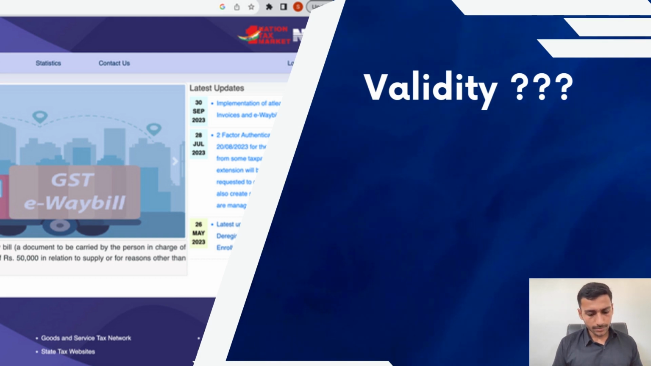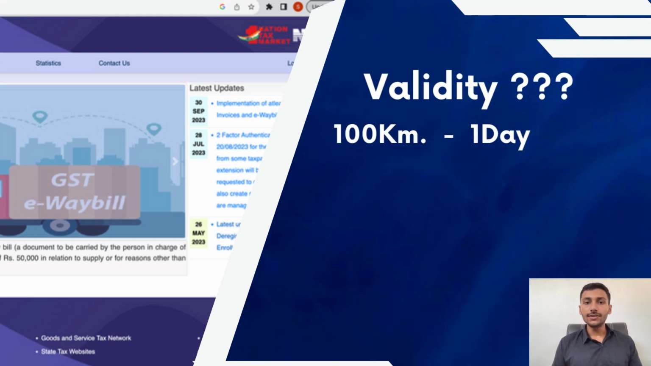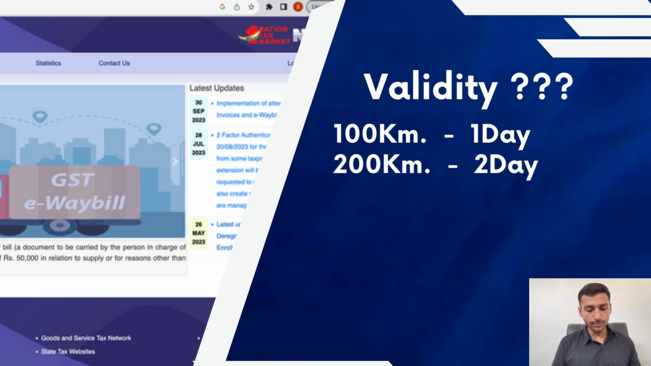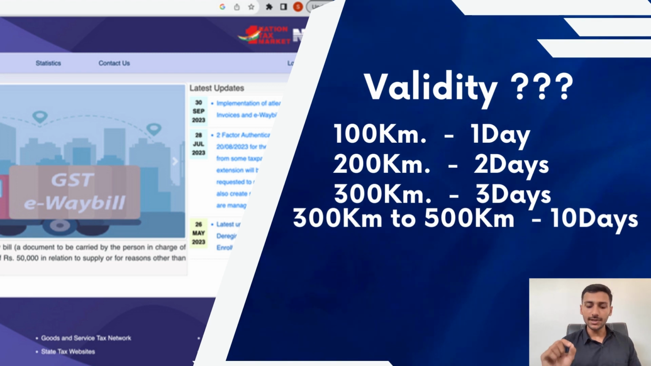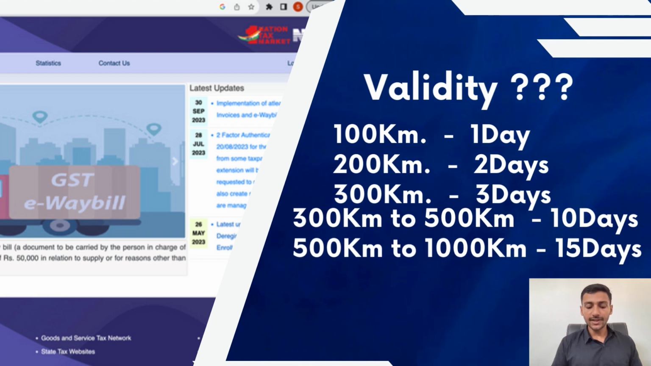Now, let's talk about the validity of that EWay bill. If goods are transported less than 100 km, the validity of the EWay bill is 1 day. For every additional 100 km up to 300 km, the validity will increase by a day. We can take it as 1 day for 100 km, 2 days for 200 km, and 3 days for 300 km. From 300 to 500 kilometers, the validity of that EWay bill is 10 days. And from 500 to 1000 kilometers, the validity of that EWay bill will be 15 days.